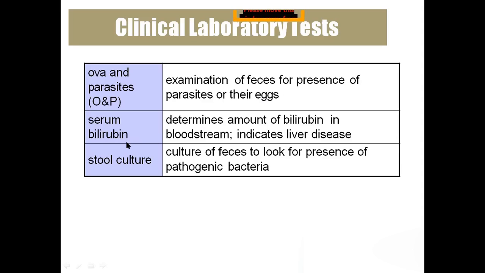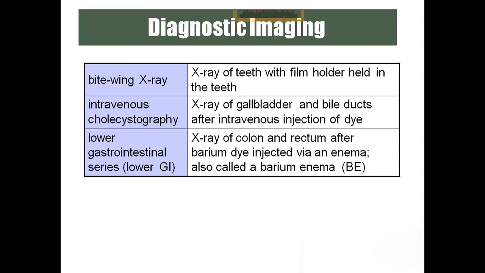Stool culture. If the person has any amoebiasis, dysentery, or tapeworm infection, they will go for a stool culture, to find out what type of bacteria has infected the digestive system. And bite wing x-ray. The person has to bite the x-ray film and then they will take the x-ray. Intravenous cholecystography: x-ray of the gallbladder and bile ducts by injecting the dye.